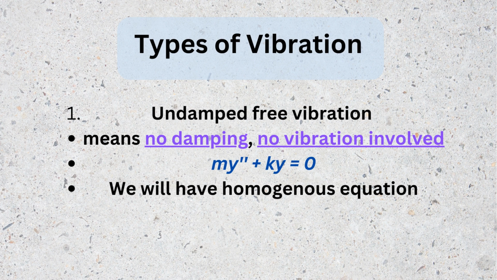First is undamped free vibration. Undamped free vibration means there is no damping and no external vibration involved. So b, which stands for the damping coefficient, should be 0. So the second order differential equation that we need to apply to this application is my'' + ky = 0. By solving using this equation, we will have the homogeneous equation.